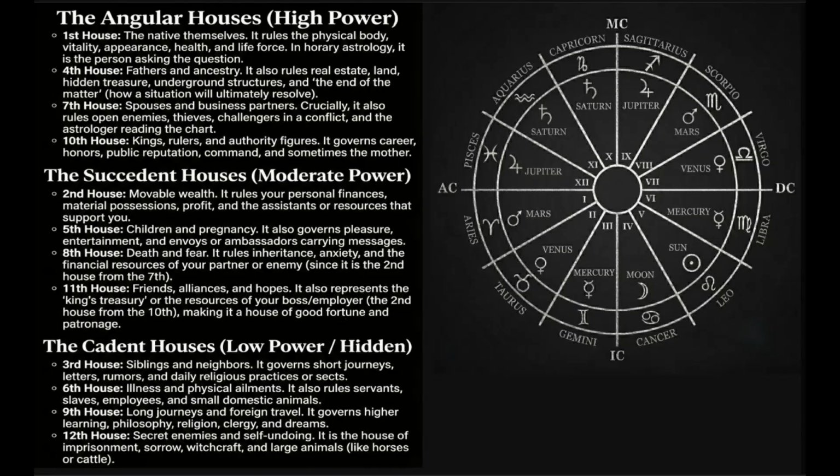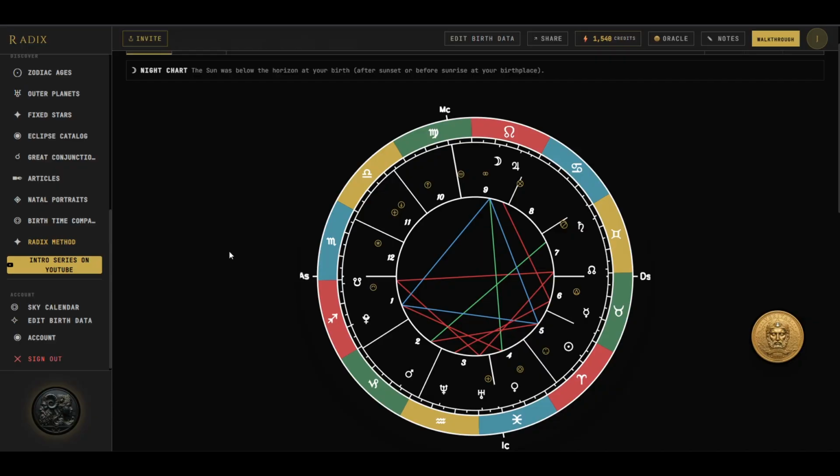Succedent houses, the 2nd, 5th, 8th, and 11th, are moderate in strength. Planets here can act and produce results, but with less immediacy than angular positions. Cadent houses, the 3rd, 6th, 9th, and 12th, are the weakest positions for direct action. Planets in cadent houses are hampered. Their energy is dispersed. Their ability to produce concrete external results is reduced. This holds regardless of essential dignity. A Jupiter in domicile in the 12th house is still a cadent Jupiter. It operates from the background, not from a position of direct force.